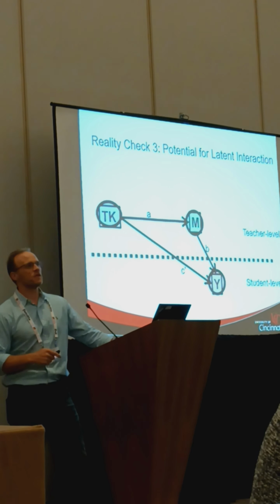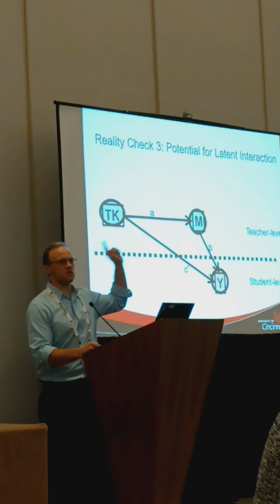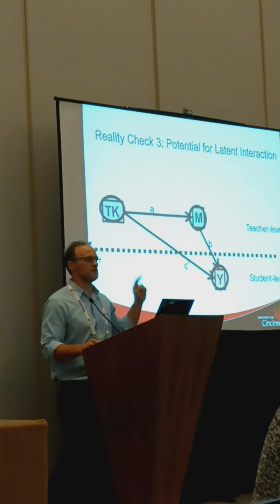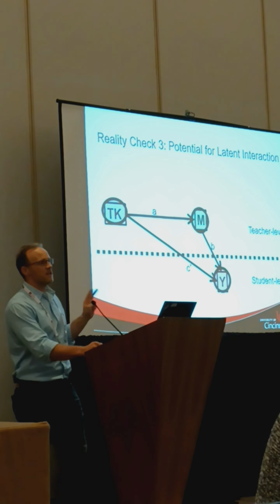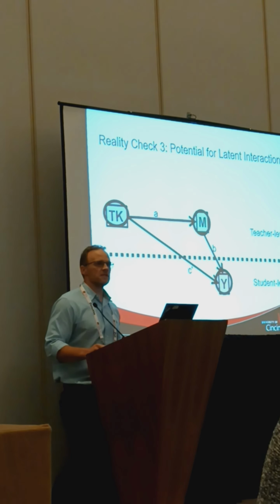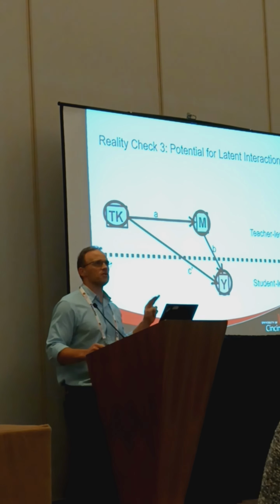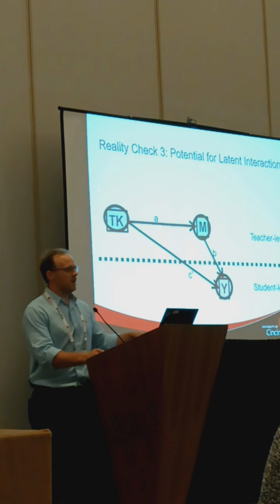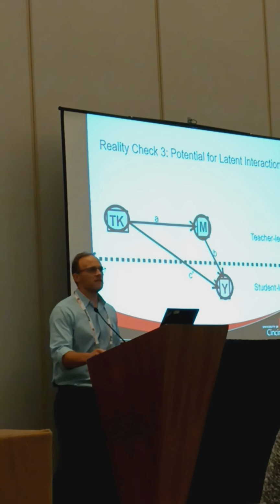Okay, so those are the first two reality checks. The first one was measurement error. We assumed that there was no measurement error, and that's clearly not the case with these instruments. The second one was the nesting structure. We assumed that there was a very simple students nested within teachers nesting structure. That was completely unrealistic. And now we're getting onto the latent variable interaction.